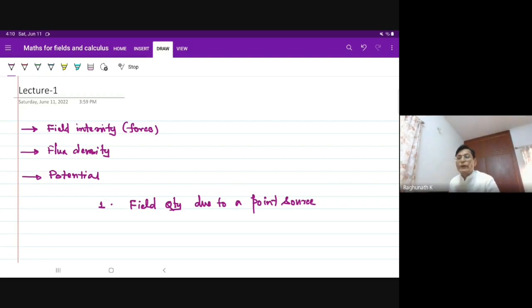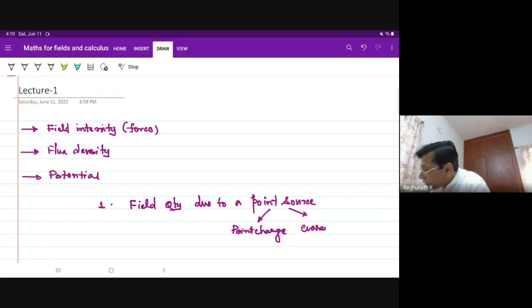Here we introduce two things. In the case of electric field, point source is the point charge. In the case of magnetic field, point source is the current element. Point charge, or we call it current element. First one is for electric field, next one is for the magnetic field.